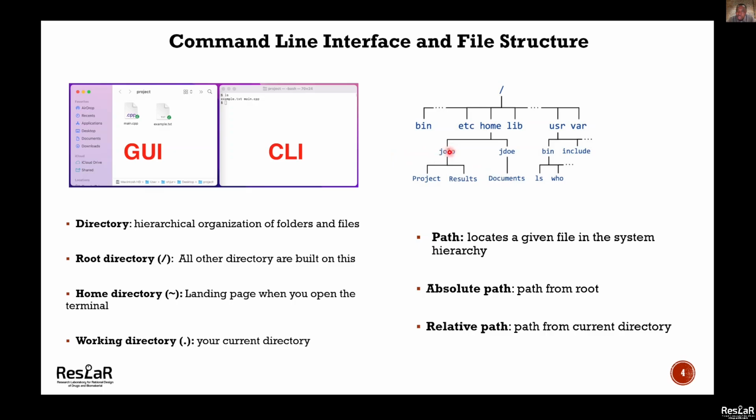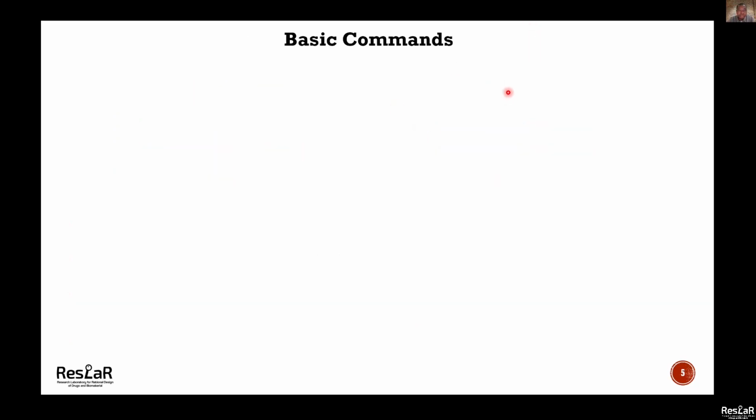So from Jolo, I will move back to home, then find gdo, then find document. This is a relative path. Now, relative path changes because once you move from one place to another to locate the same file again, your path has changed. But absolute path never changes because it always starts from the foundation, from the roots.